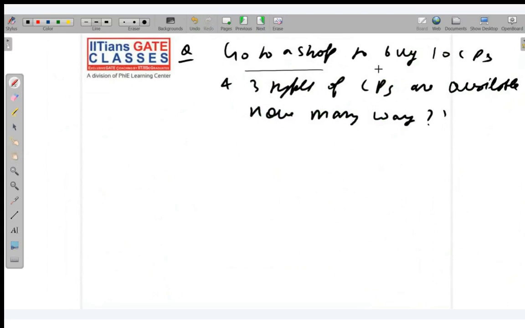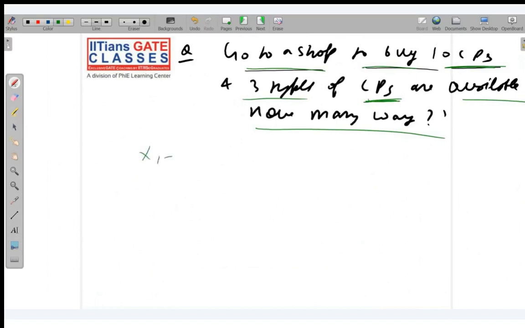Next is going to a shop to buy 10. I have written it in a shortcut manner. We go to a shop and want to buy 10 CDs, and 3 types of CDs are available. How many ways? First type of CD, second type of CD, third type of CD. We want to select 10 CDs, and obviously in a shop abundant quantities will be available. If not, they would say only 5 of the first type are available, only 8 of the second type, and so on. That is a completely different kind of problem. We will solve that also, don't worry. But here we assume abundant quantity is available.